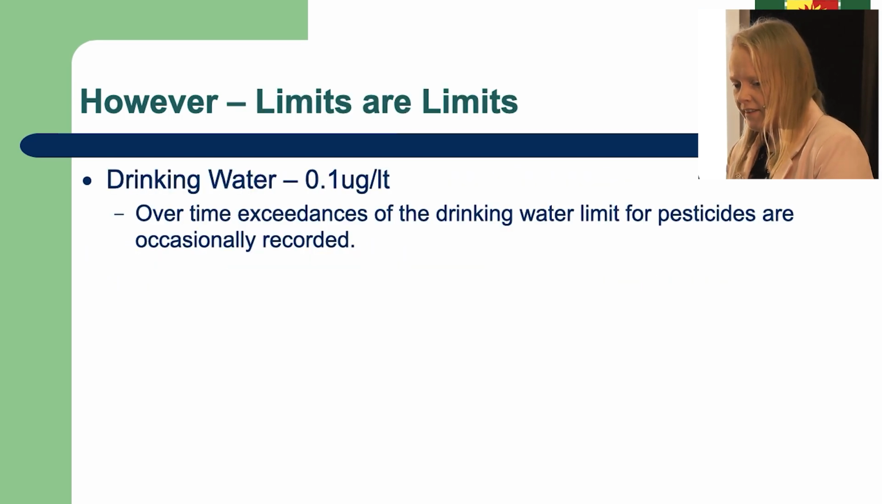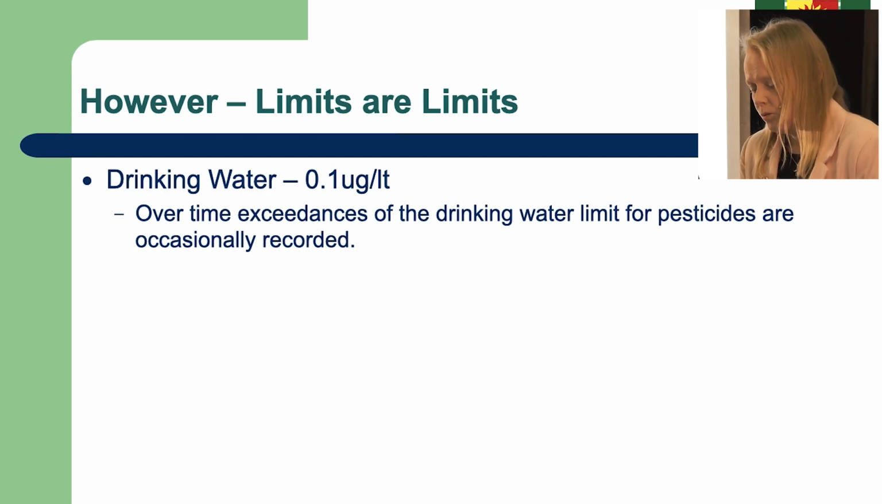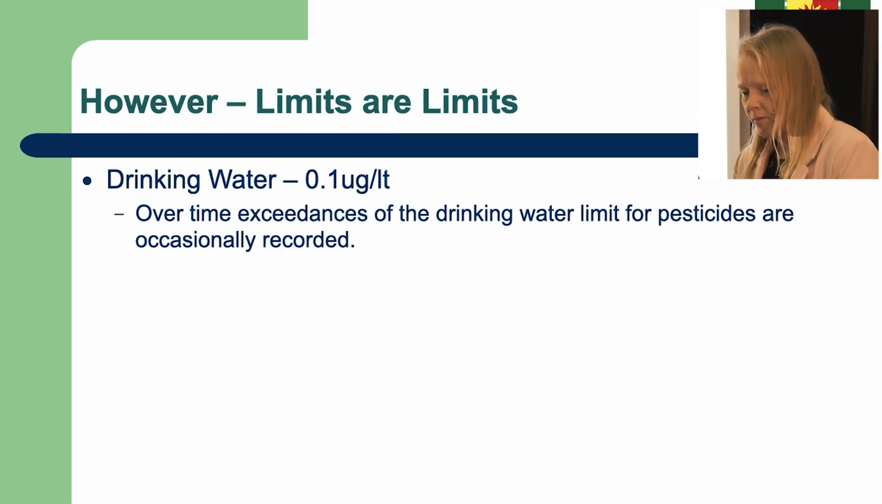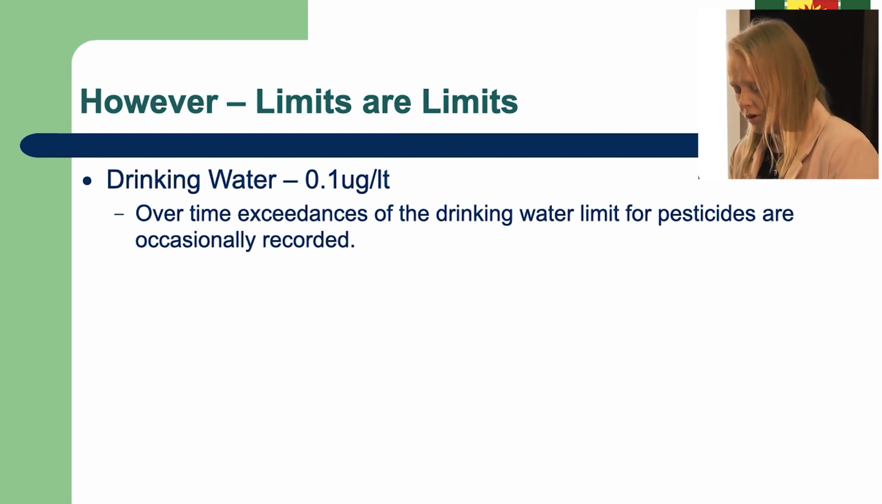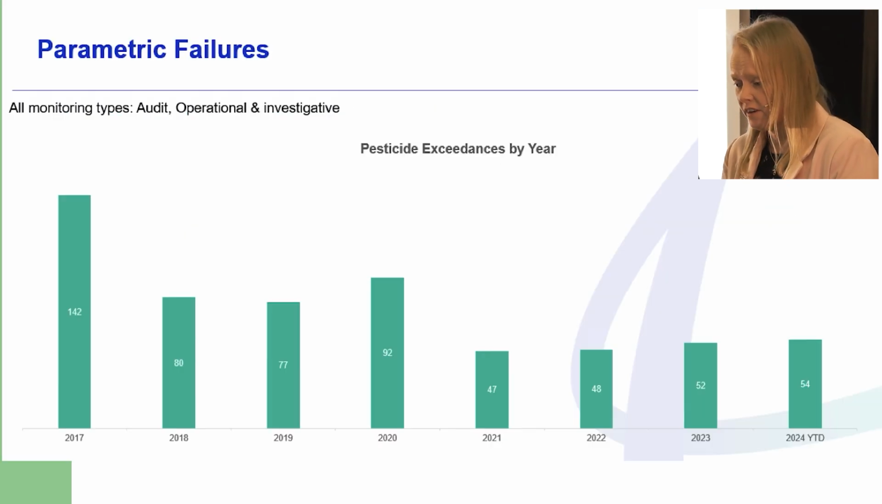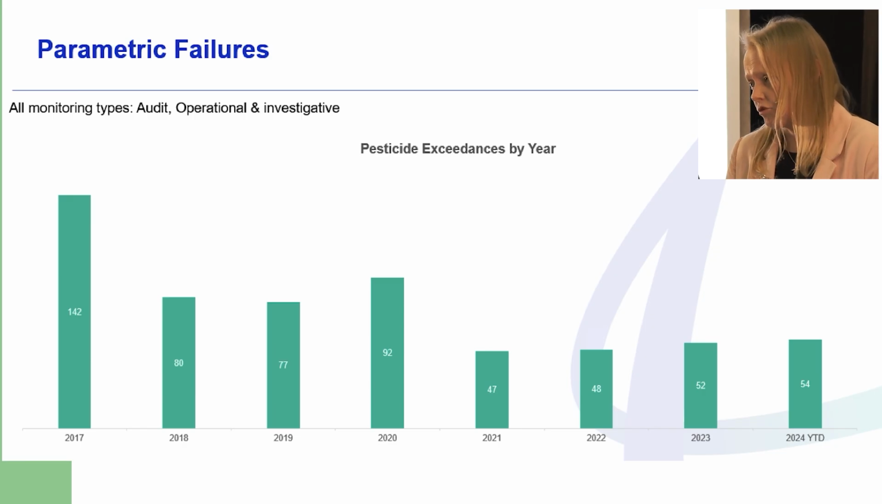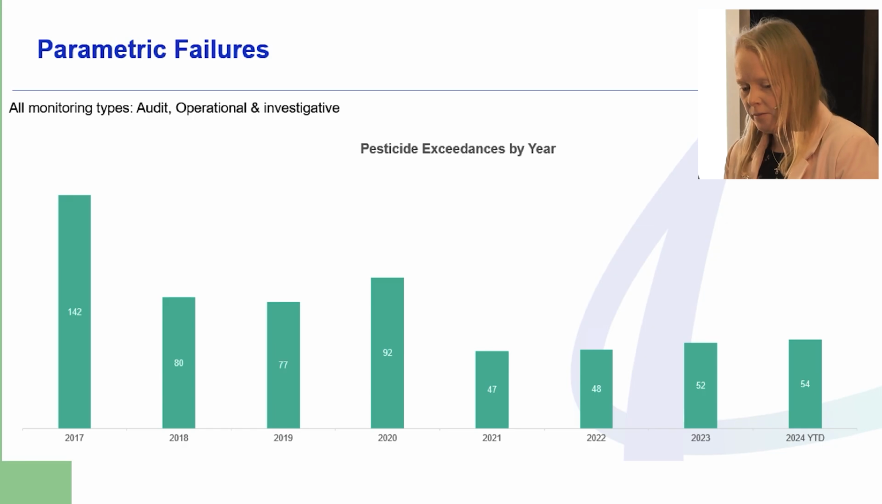But the limits are the limits, and the EU limit of 0.1 micrograms per litre is what has been set for drinking water. Drinking water is tested, so over time exceedances of the drinking water limits for pesticides have been recorded. I'll just go through a graph. These are Uisce Éireann's figures, as Uisce Éireann will be doing a lot of the testing and sampling of the drinking water in Ireland. This is a graph of their findings for a number of years, from 2017 all the way up to part of last year.